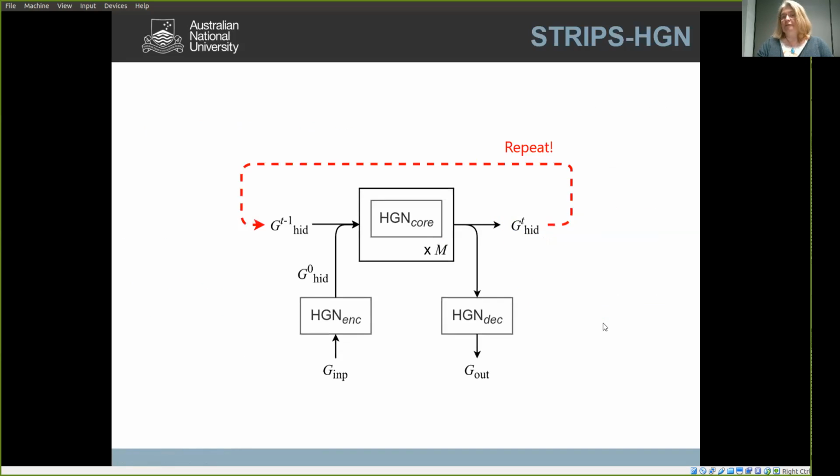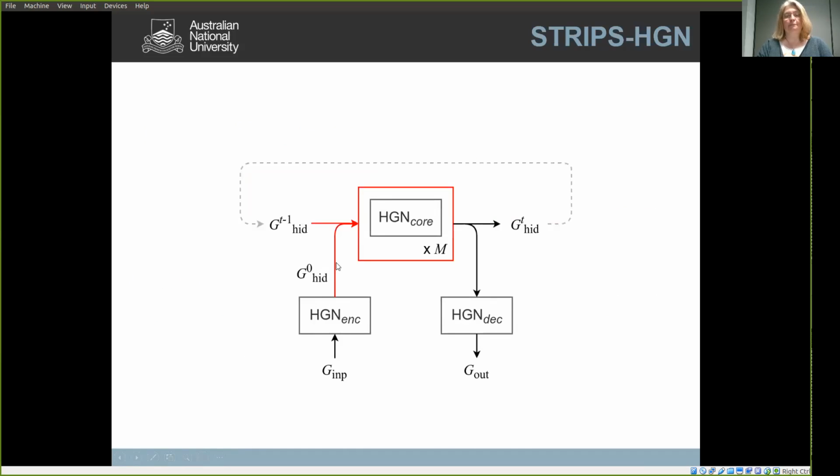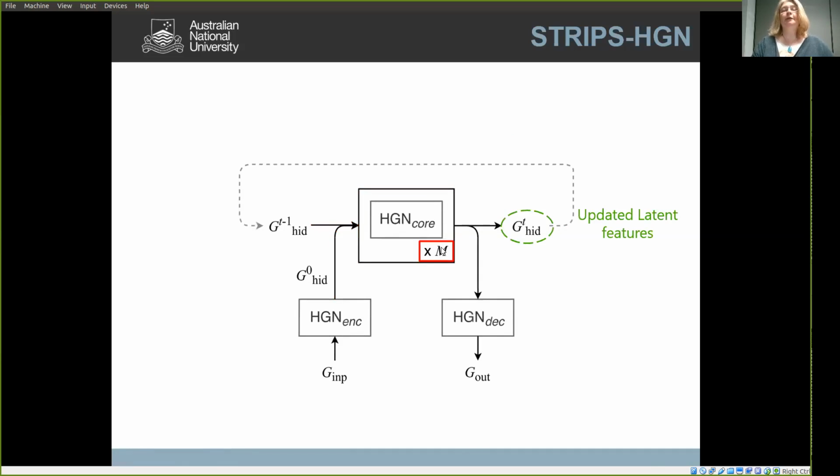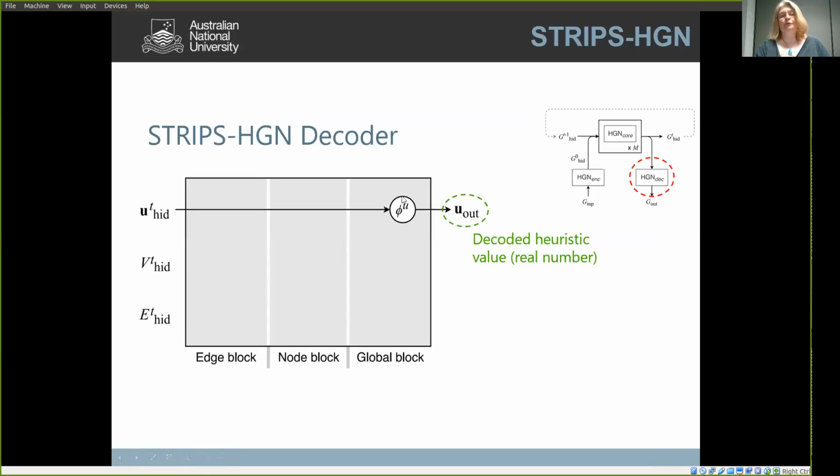And we're going to do this. Again, we're going to repeat this operation, concatenating the results with the initial latent features and passing on messages through this core block. And we're going to do this m times. So we're going to have m message passing rounds, at the end of which we will have a final updated latent feature, which we're going to decode to produce a heuristic value. So the decoder is very simple, and it's one linear perceptron.